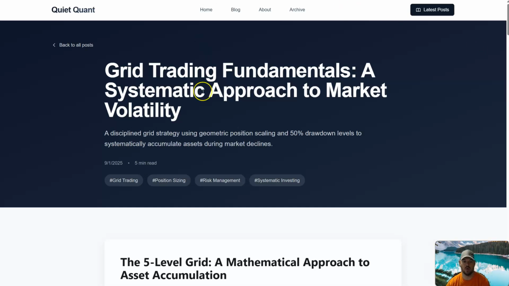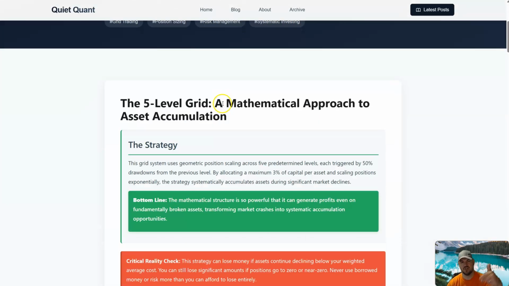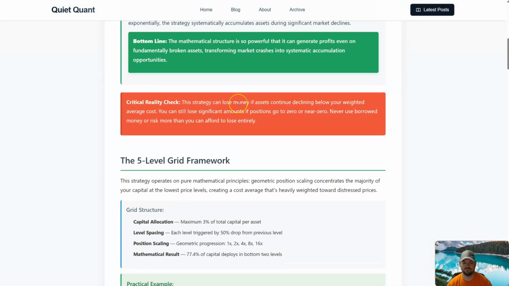And so I'll go over the post real quick and I'll show you a chart. And there's nothing for sale, so it's not a pitch. I'm happy to share this free of charge as my way of putting goodness out into the universe. So obviously the title of the post, Grid Trading Fundamentals, a Systematic Approach to Market Volatility. And what I'm going to do is I'm just going to jump down to how the system works.